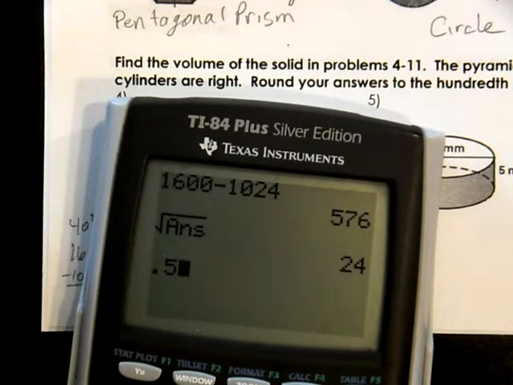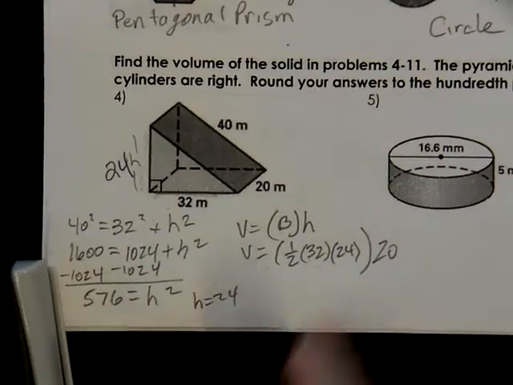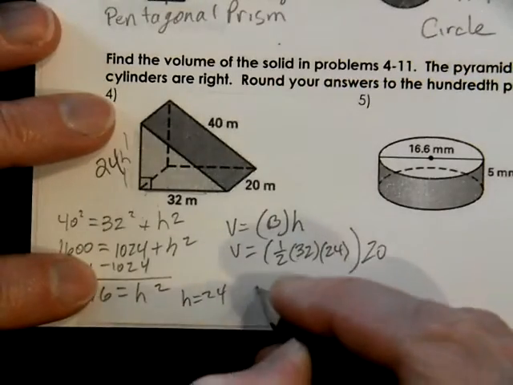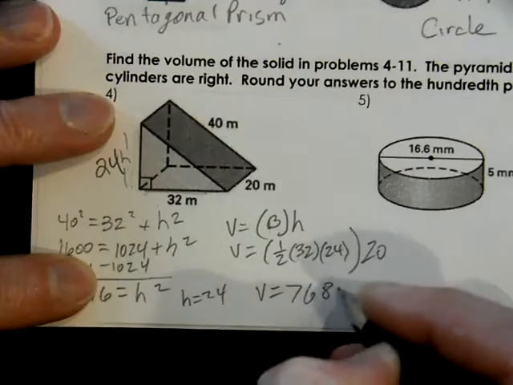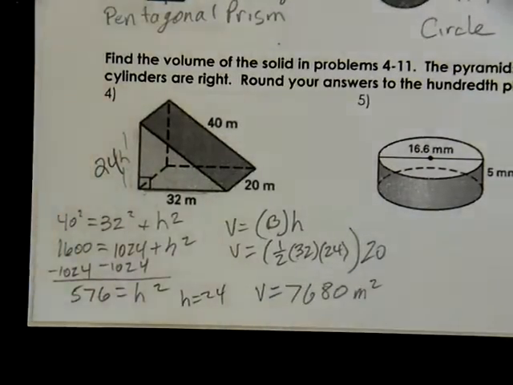So we have half of 32 times 24, we can put our parenthesis there if we wish, times 20. And we got 7,680. That would be meters squared.